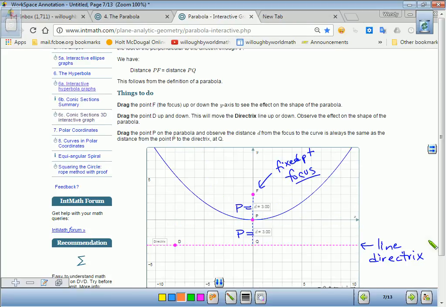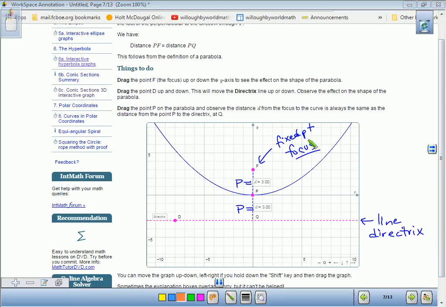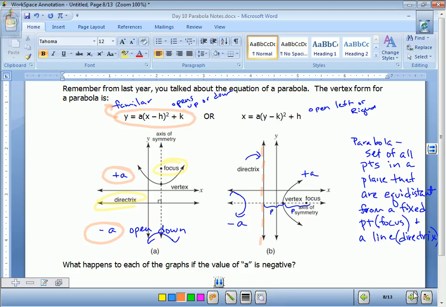That's the definition. So we talked about two things. Okay, you've got to be quiet or you'll get thrown out of the classroom today. Okay, so this fixed point, we call it the focus. We've been dealing with focus and foci all unit. And this line is called the directrix. More weird names in math.